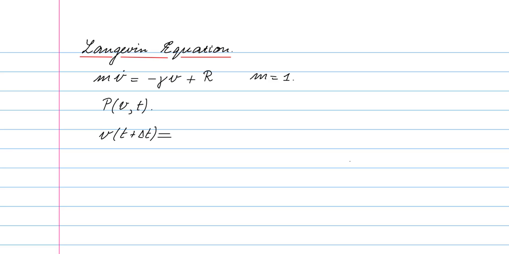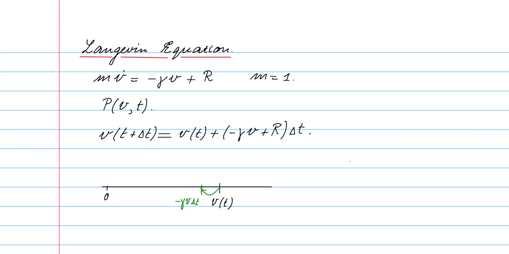So suppose we know where the particle is at t, what its velocity is. We can find the velocity at the next time step. We discretize the time now with a time step delta t, and we find that the new velocity is the same as the old velocity plus the force, which is minus gamma v plus r, times delta t.